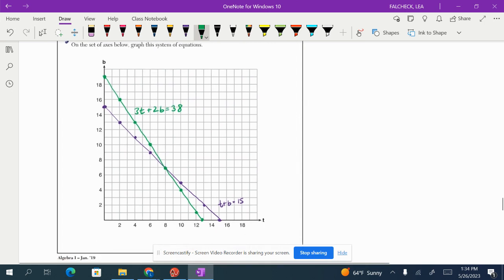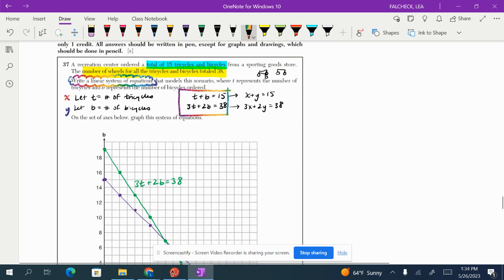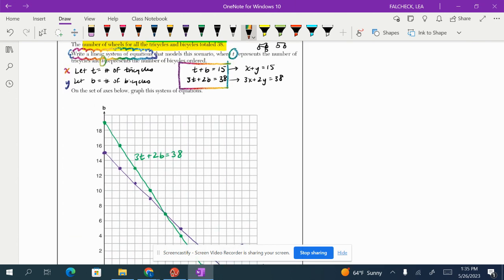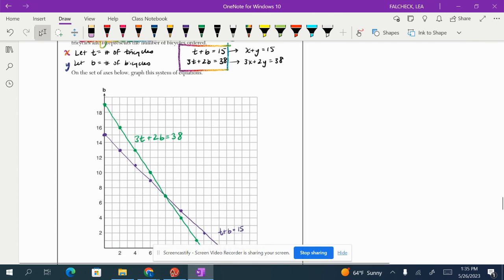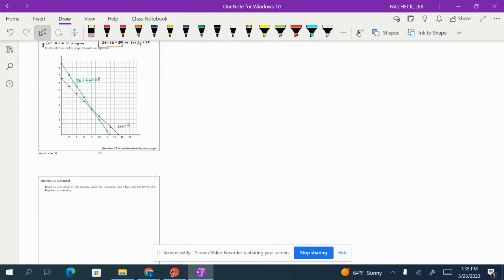The reason why I'm writing the equations in terms of t's and b's and not x's and y's, I just did it in x's and y's so I could enter it into the calculator. This is what the question wants you to answer in terms of, because they say that you have to write your system of equations where t represents the number of tricycles and b represents the number of bicycles ordered. If you did it in terms of x and y's and you didn't explicitly state like I'm making all t's become x's, I'm making all b's become y's, then you would not get full credit. So go ahead and make sure that you keep using the variables that they want you to use.